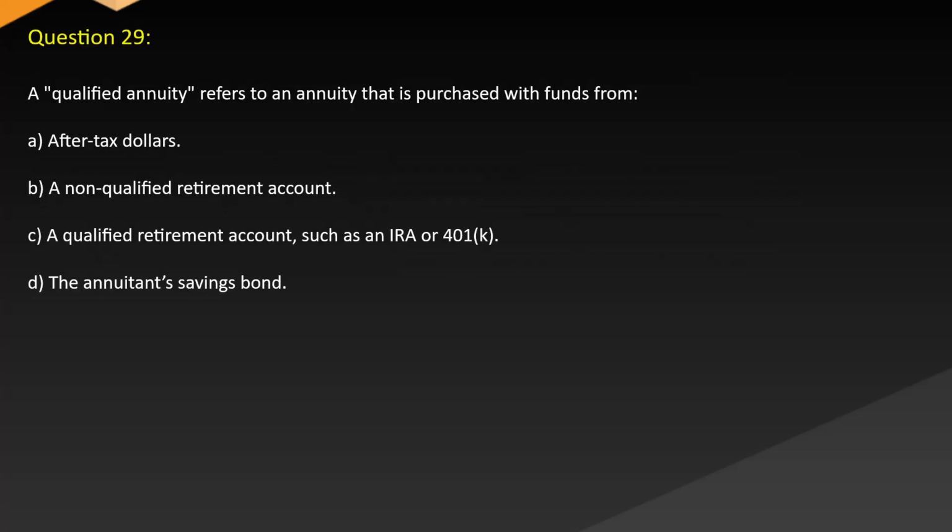Question 29. A qualified annuity refers to an annuity that is purchased with funds from A. After-tax dollars. B. A non-qualified retirement account. C. A qualified retirement account, such as an IRA or 401k. D. The annuitant's savings bond.